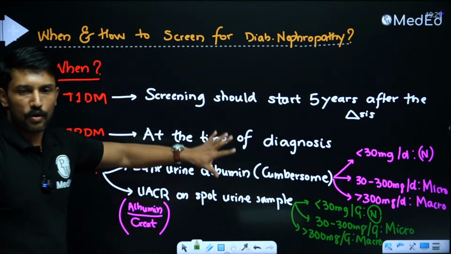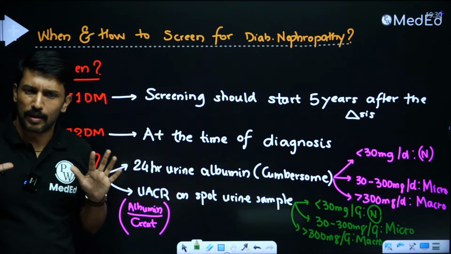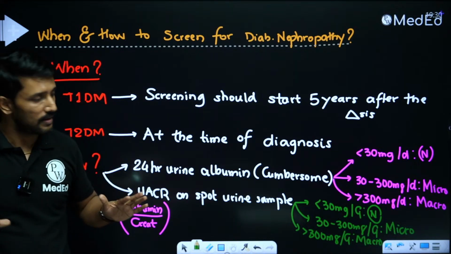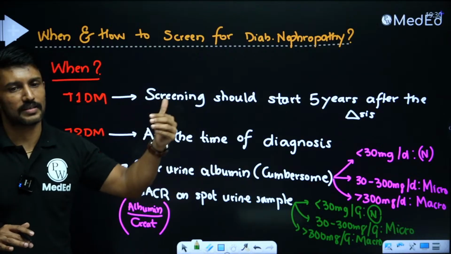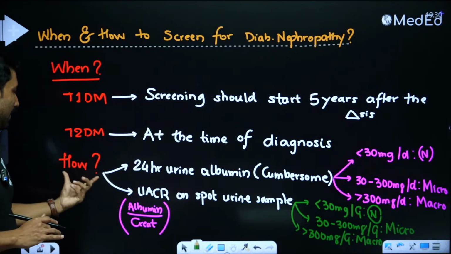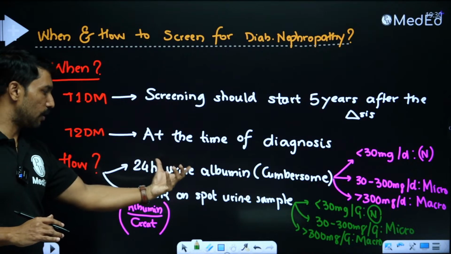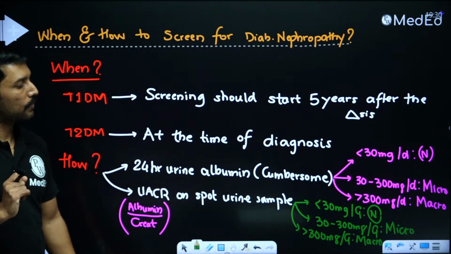So now what do we understand? Once I have diagnosed diabetes, if it is type 1, immediately मुझे diabetic nephropathy screen करने की जरूरत नहीं है. 5 साल बाद हम screening start करेंगे, and annually we will keep screening. हर साल we will keep screening. How am I screening? I am primarily taking the help of the 24-hour urine albumin or urine albumin creat test on the single sample of urine.